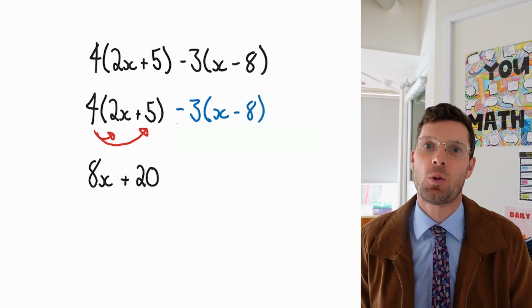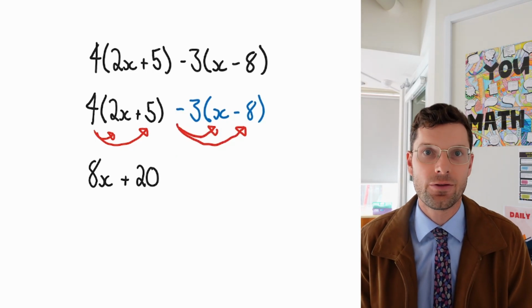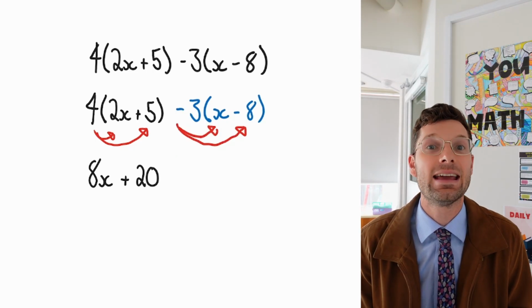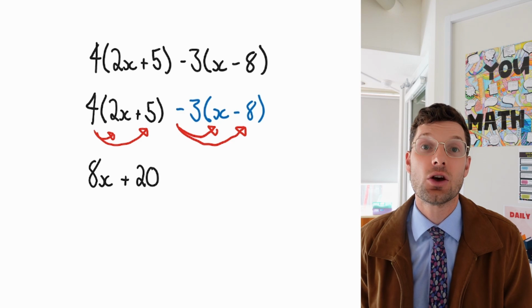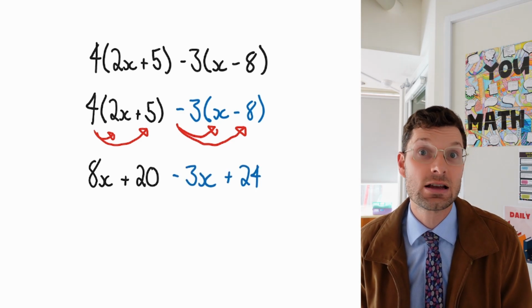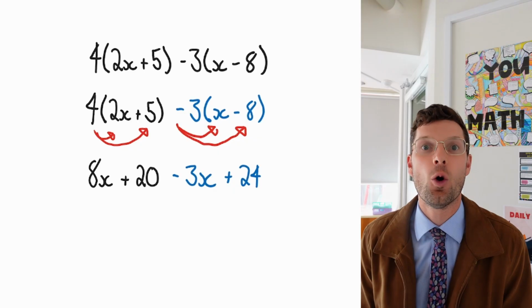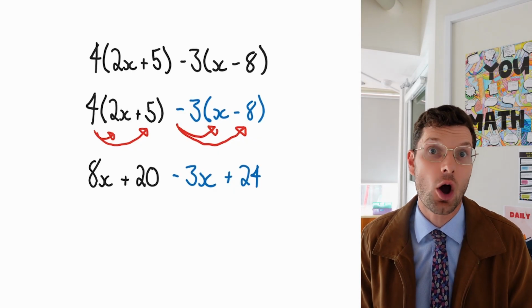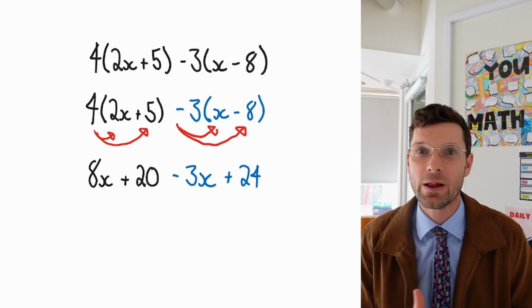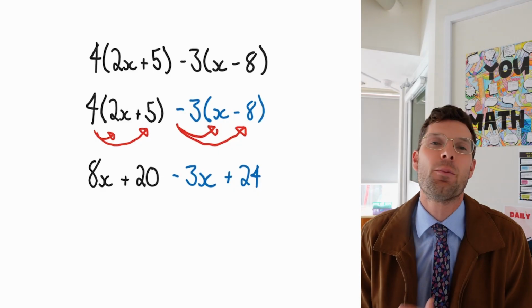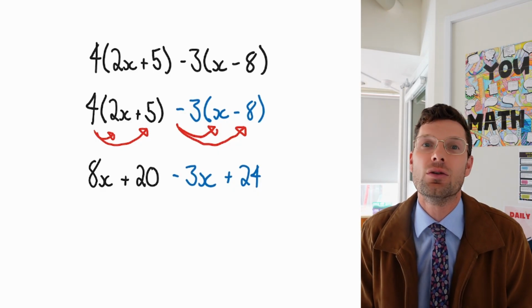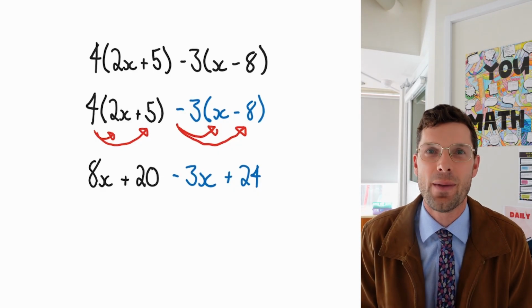And now here is where we're trying to trick you. We've got negative 3 multiplied by x and negative 3 multiplied by 8. So this becomes negative 3x plus 24. That plus there, that plus 24, is 100% the most common mistake students make. So please don't be someone that falls for it because it's designed to trick you. Make your maths teacher give you the marks you deserve.